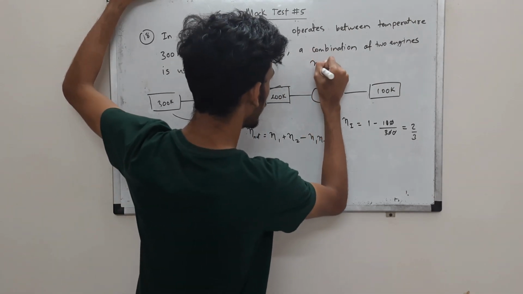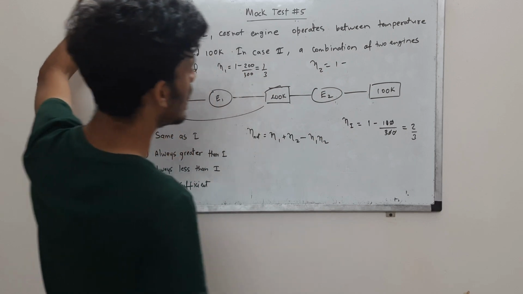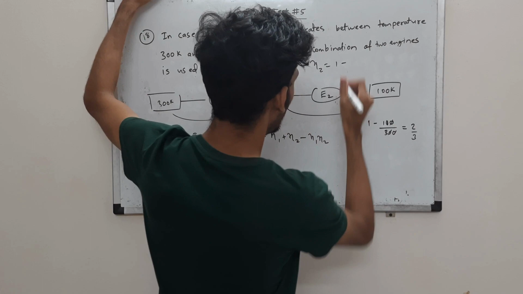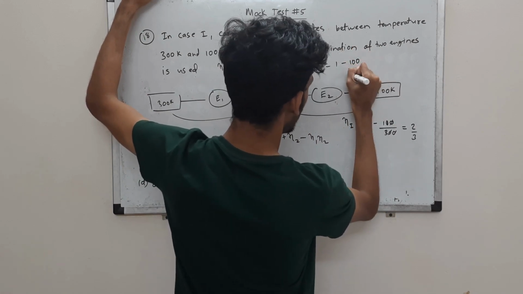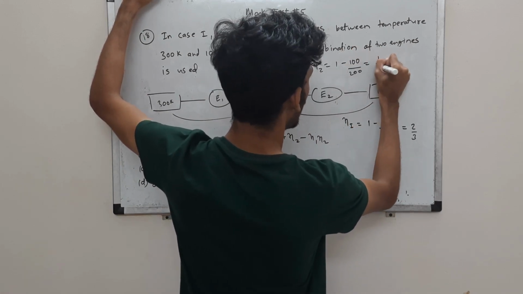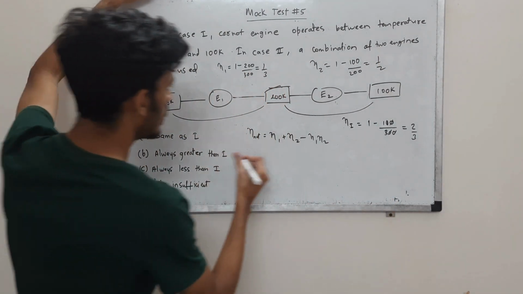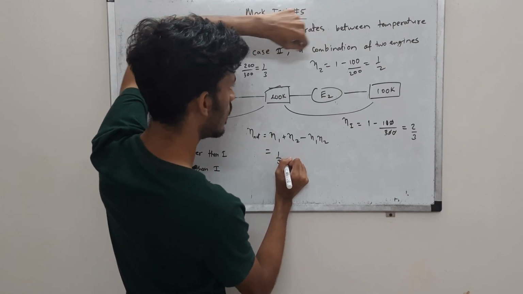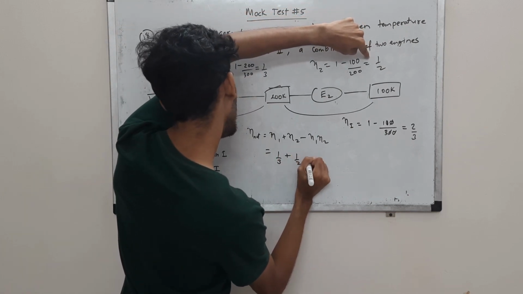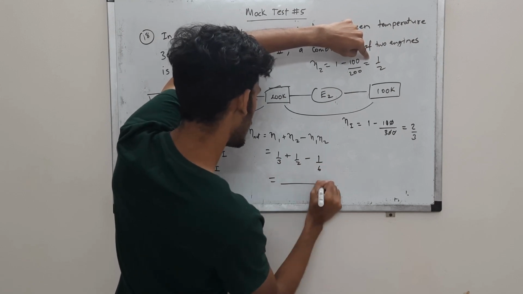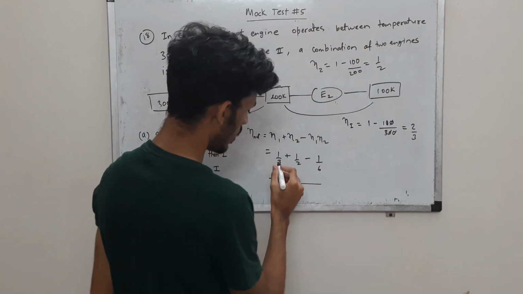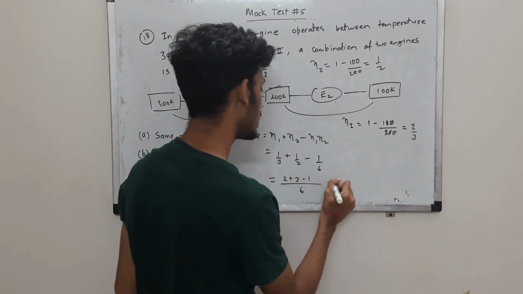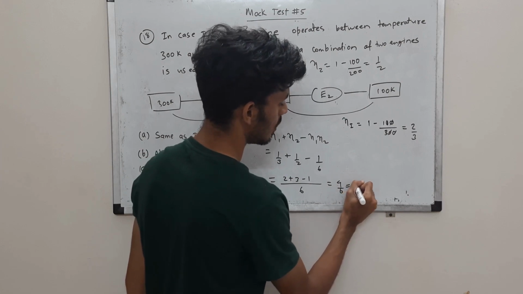Now eta 2, that will be 1 minus T2 by T1. T2 is 100, T1 is 200, so it's like 1 minus half, so half. Now let us use this. Eta 1 for the first engine is 1 by 3, eta 2 is 1 by 2, and the product is 1 by 6. Let's take the LCM, 6. So this is 5, 5 minus 1 is 4, 4 by 6. So this will be 2 by 3.